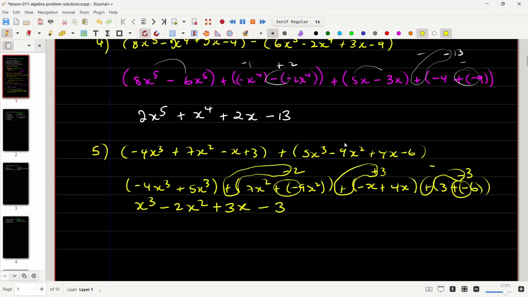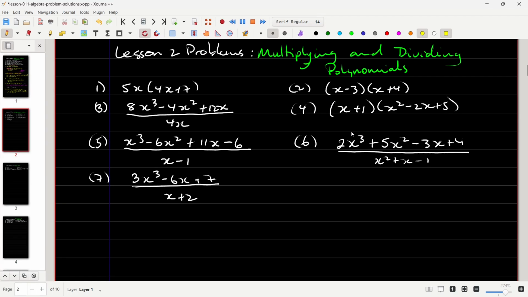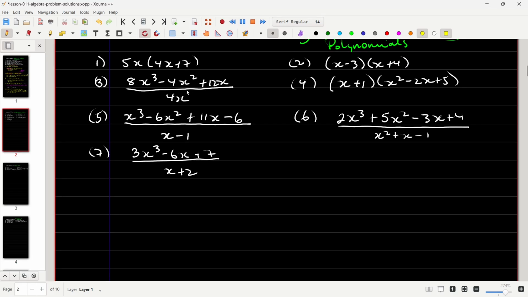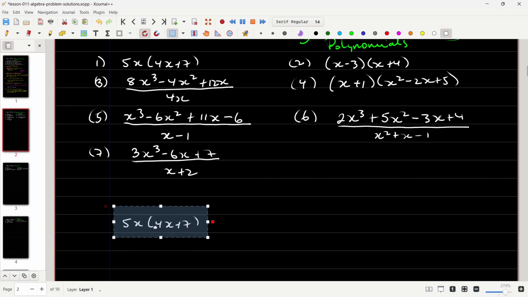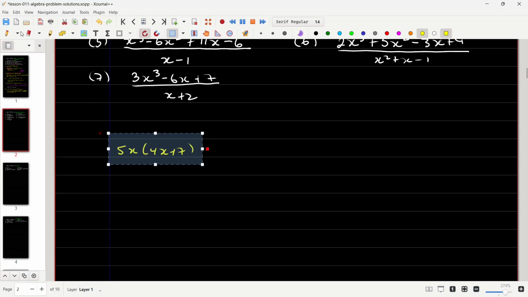Let's go on to the next section now. So lesson 2, we're required to learn how to multiply and divide polynomials. So I'm just going to simplify each of these. Let's start with the first one. I'm going to put that here in yellow. This is going to call 1.